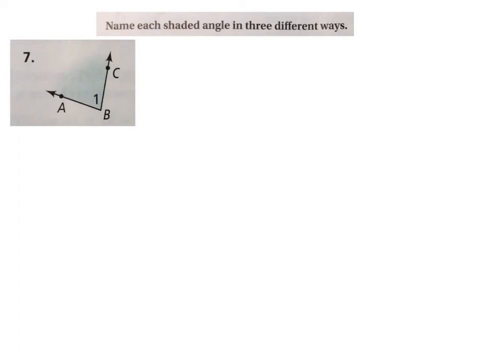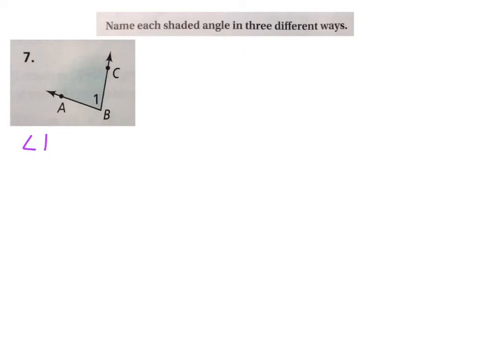Okay, this one's pretty straightforward. We're going to name each angle three different ways. We could call this angle 1, and we can only do that because they give us the number that's in there, right? You won't always get that number. So angle 1 is one way to do it.